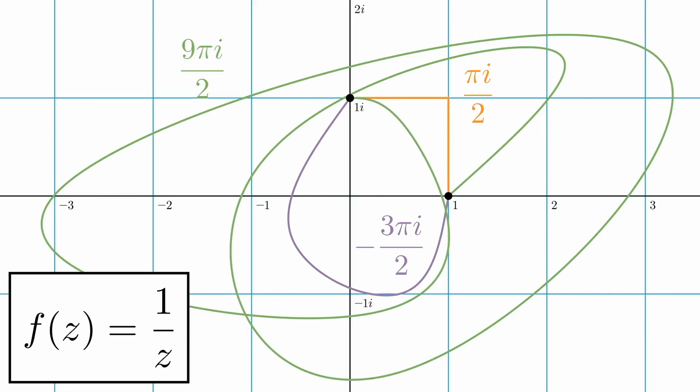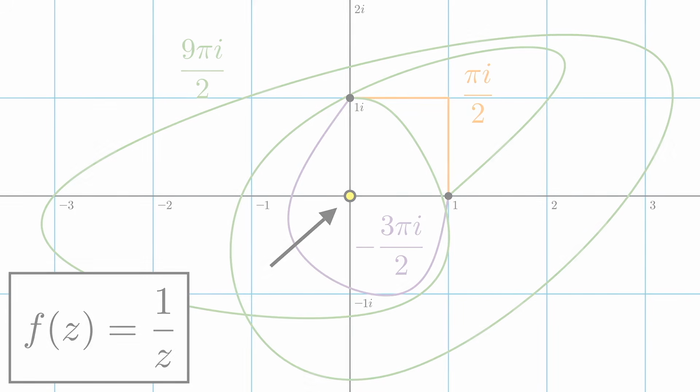So why? What's going on? The first culprit that we might be inclined to look at here is the singularity of 1 over z at z equals 0. Is this the problem? In a way, yes, but it's more nuanced than that.